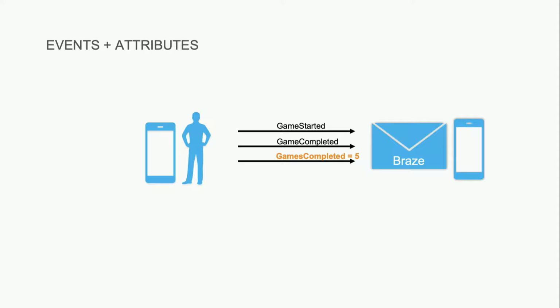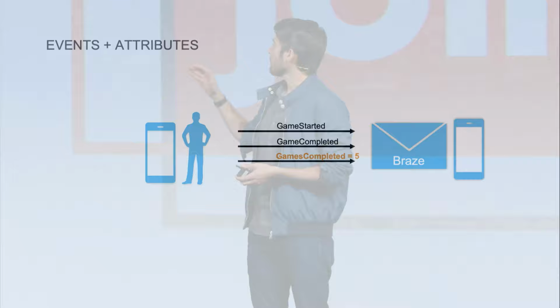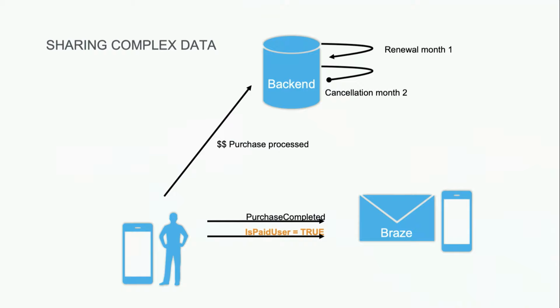So what Braze does well in targeting from a base state: you have a mobile app or you have a web app. You have events that are firing off based on your user's journey within that app and their particular behaviors. So game started, game completed, attributes that set state, like game completed equals 5. And those will get sent to Braze. You can easily segment on those. But what if you want to segment on something like purchasing behaviors and complex purchasing behaviors?